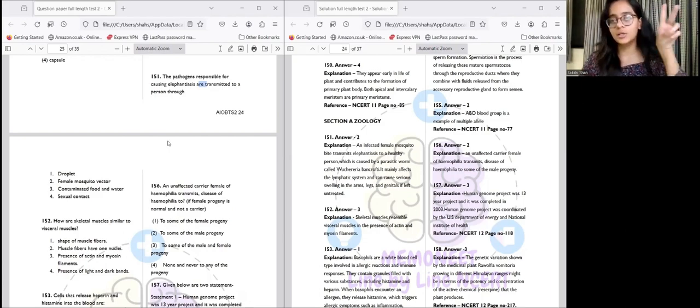What is a vector? So there are two things. One is a causative organism. The other is a vector. Vector is the transmitter. Causative organism will be Wuchereria bancrofti. Vector will be how it's transmitted. So suppose, is it transmitted by droplets? That's the first option mentioned, right?